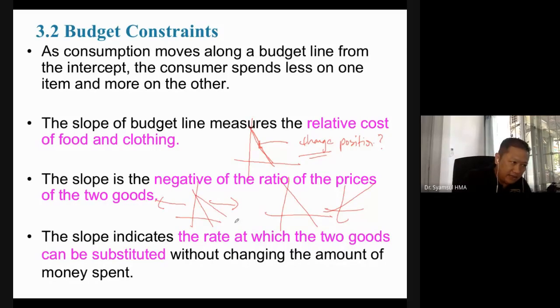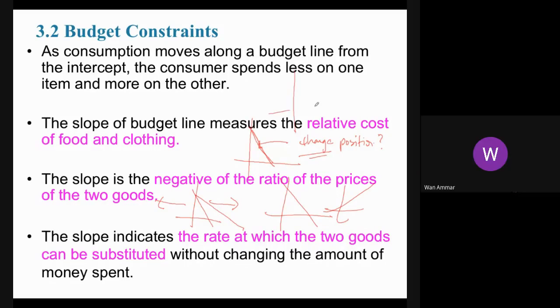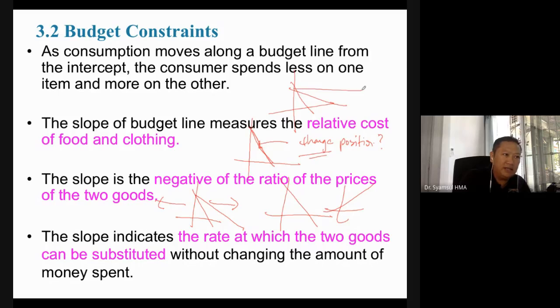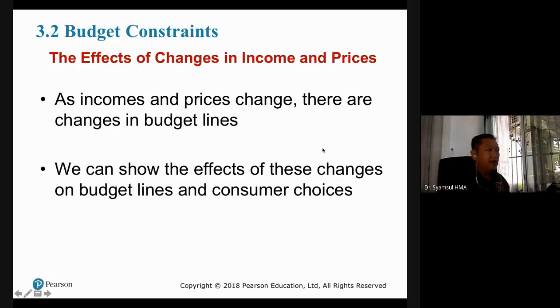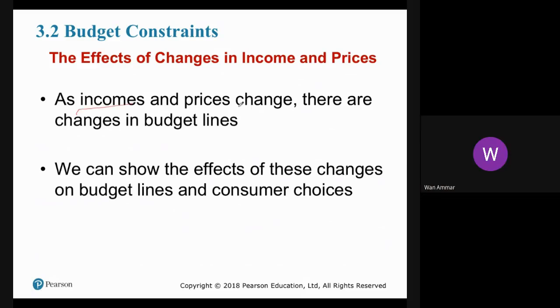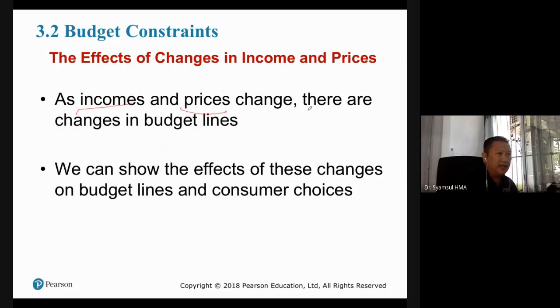It can be like this, you can also have it like this, and like this. So it can all be changed. What are the factors that make it change? The effect can come from income and also price. There are changes in the budget line, and we can show the effect right now.